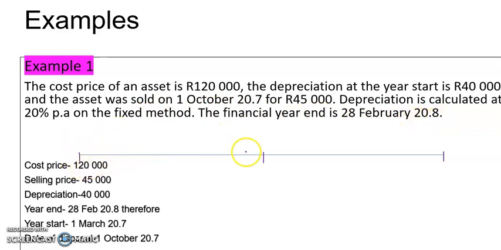Now this is our timeline. This is our year start, our year end, and this is the 1st of October 20.7, which is our date of disposal.